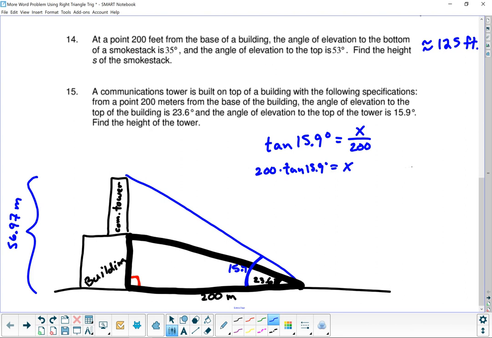A communication tower is built on top of a building with the following specs. From the base, the angle of elevation to the top of the building is 23.6. The angle of elevation to the top of the tower, and the height of the tower. I think they have it backwards here. I think we have the numbers backwards. That doesn't make sense.